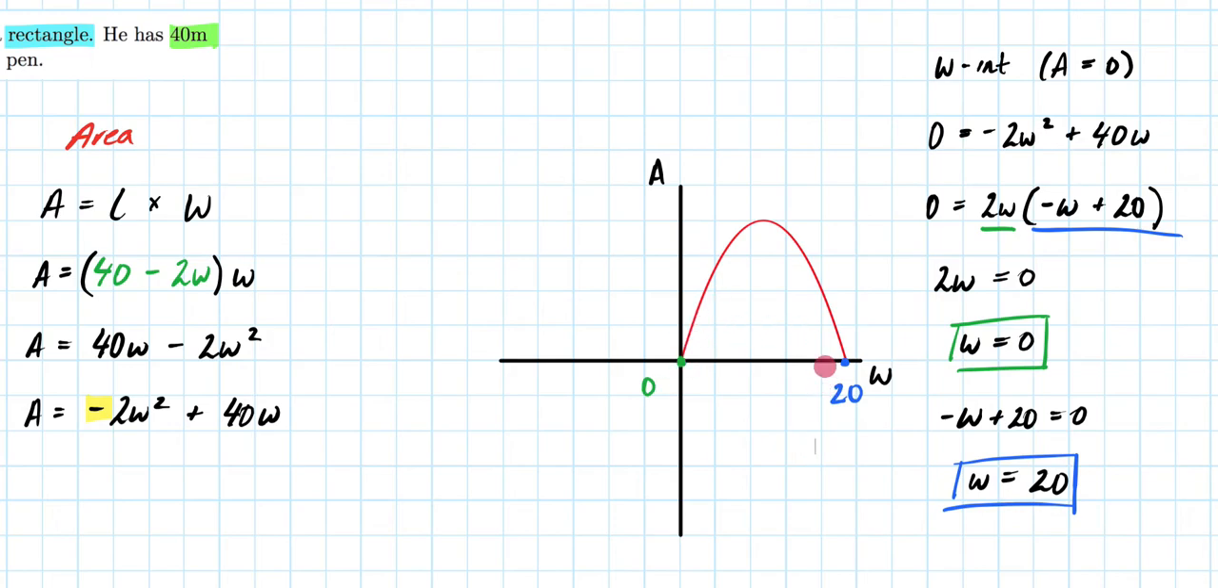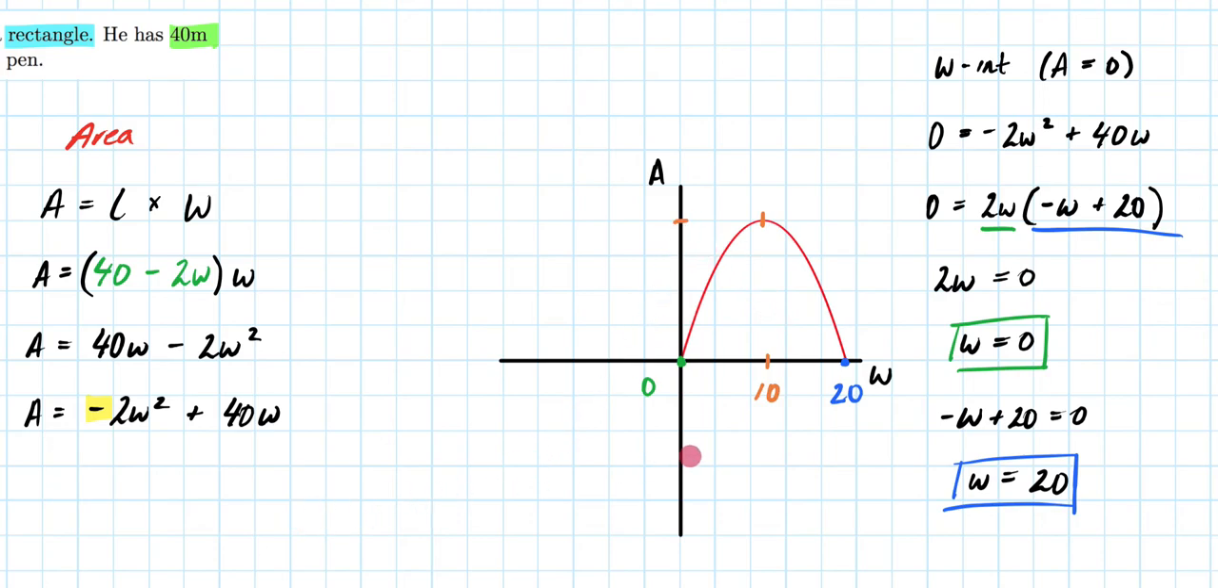So now I need to figure out where I have the biggest A value, my maximum A value. Where am I going to find my biggest A value? Well, it's obviously going to be here. That's where my biggest A value is going to be. So how am I going to find this value? Well, because we're dealing with a quadratic, it's going to be smack dab in the middle of these two. So it's going to be 10. So when my width is 10, I'm going to get my biggest area.